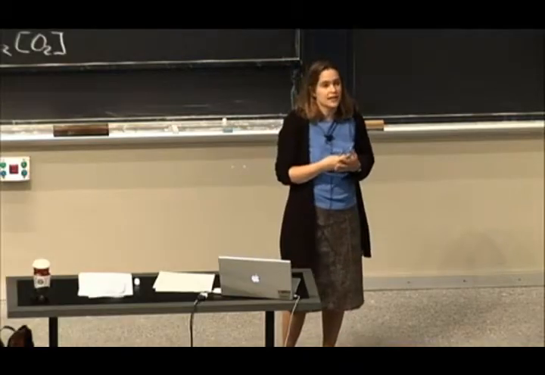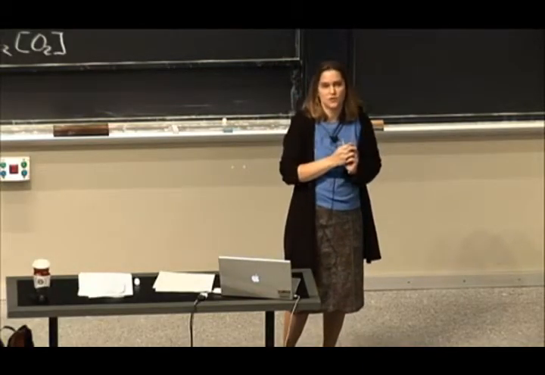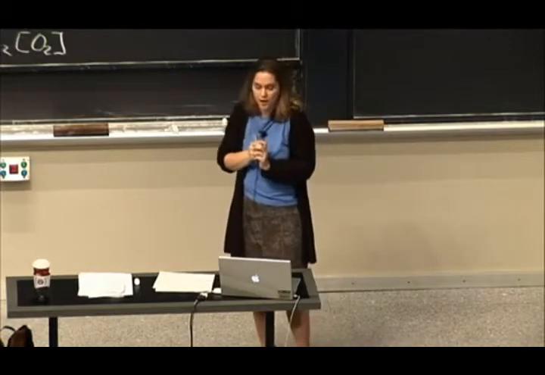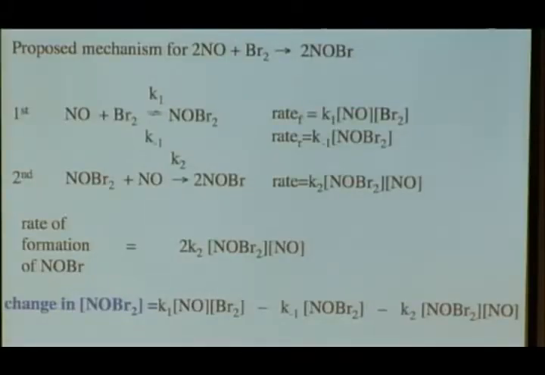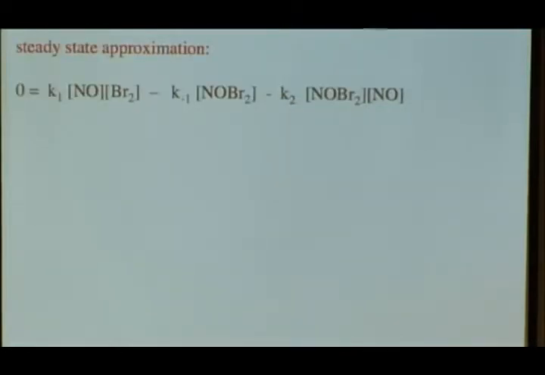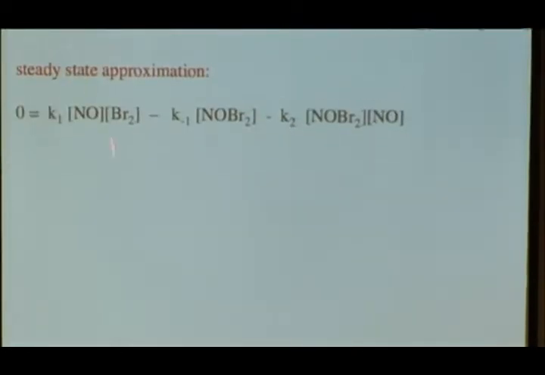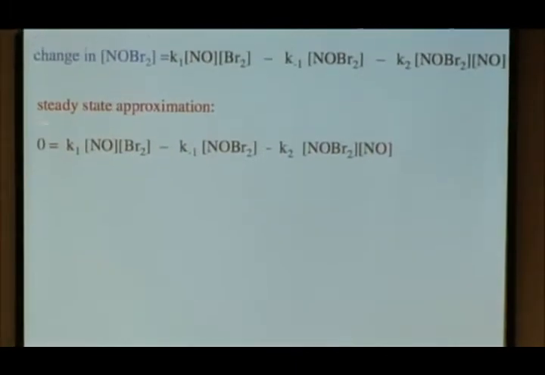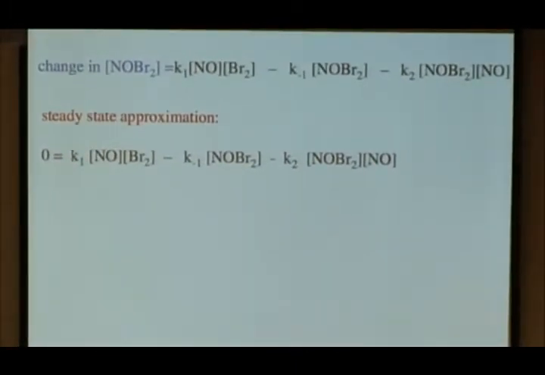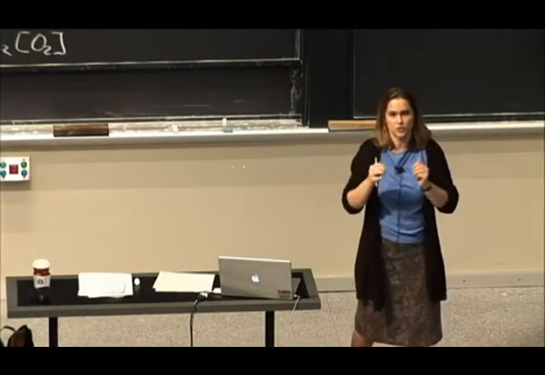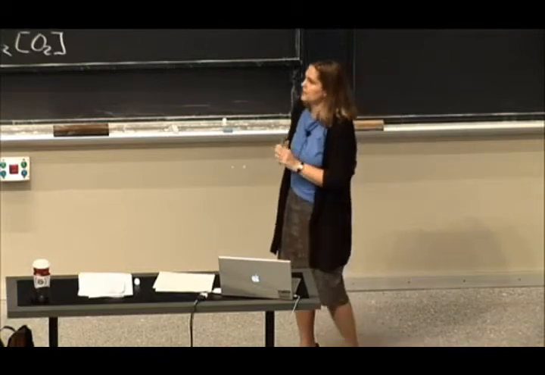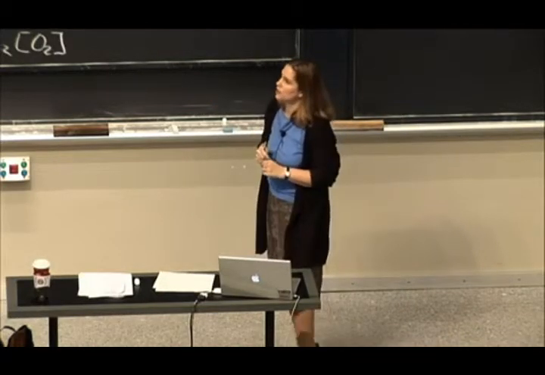Now we can use the steady state approximation, and you can always use the steady state approximation in these problems. That says that this net change is going to be equal to 0. So the steady state approximation lets you set this entire term equal to 0. Sometimes a question you might get is to say what the steady state approximation is, so you should be able to articulate that in words as well as use it on a problem.